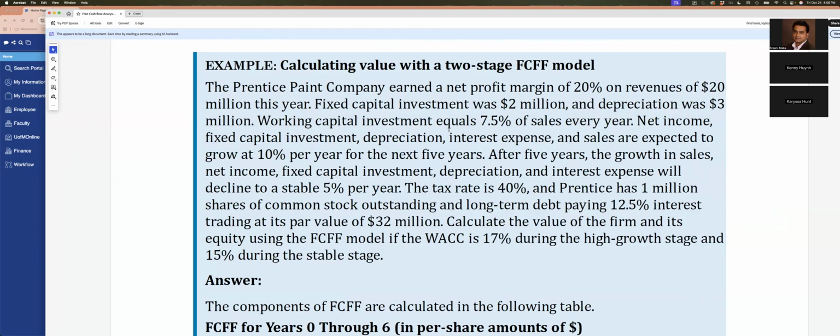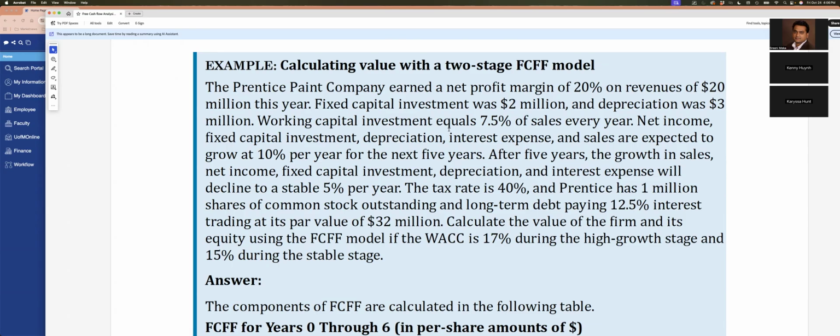Is it like 4 million? 20 times 0.2? Yeah, it's 4 million, correct? Okay, there you go. Fixed capital investments. They say that we calculated the fixed cap and the working cap, right? So here they already gave the fixed cap investment is $2 million.